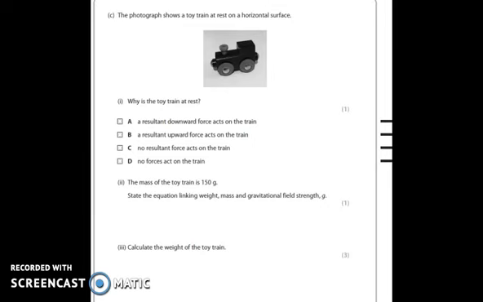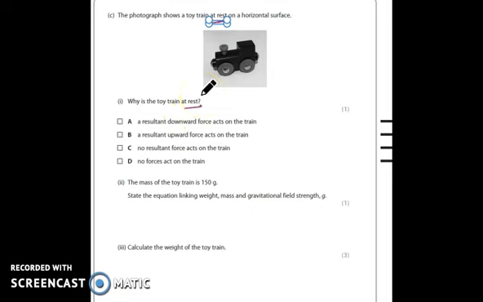Moving on to question 1, Part C. The photograph shows a toy train at rest on a horizontal surface. The first thing I would do is underline that, at rest. If something is at rest, it is not moving at all. So, why is the toy train at rest?